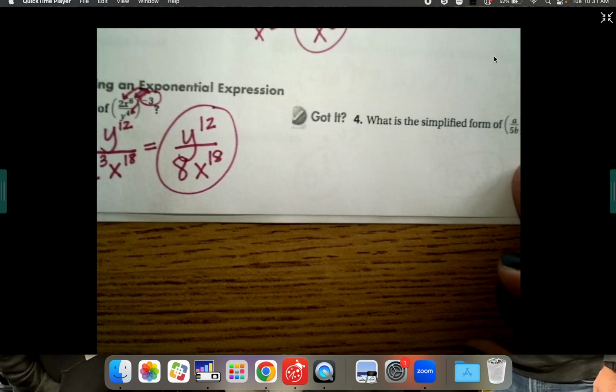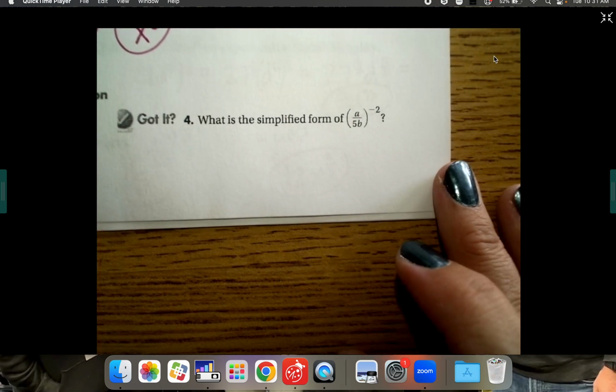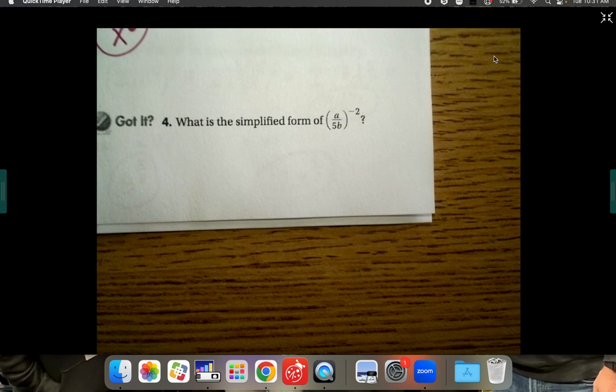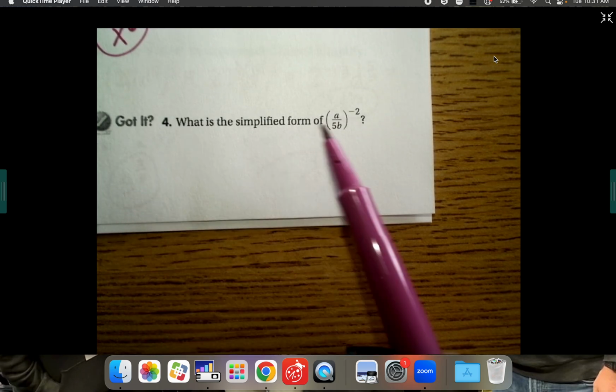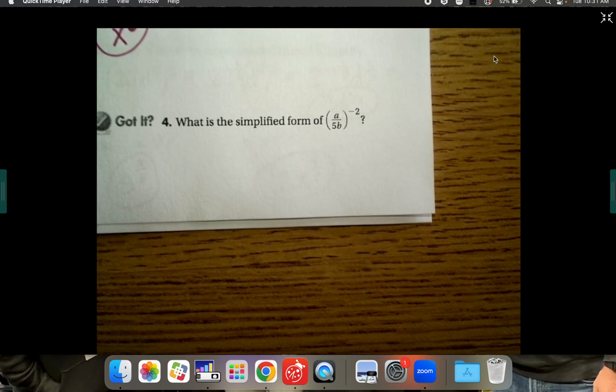All right, if I'm going too fast, be sure to slow this video down or go back over it and try it on your own and then skip ahead to see that you got it right. This is the "got it." Go ahead and pause it and see if you can do this on your own or wait for me to go through it with you.